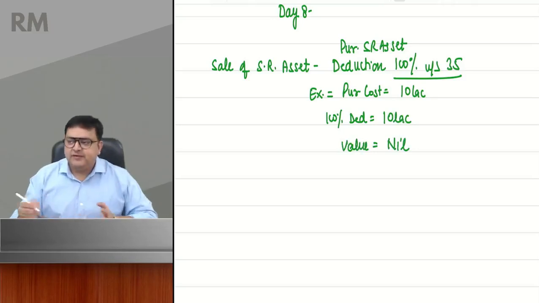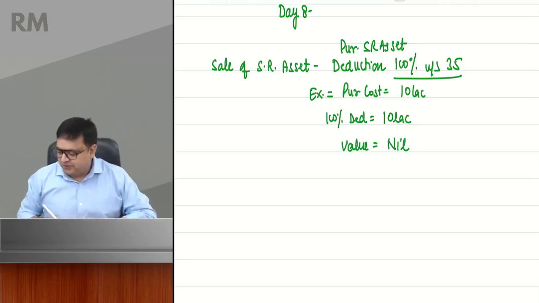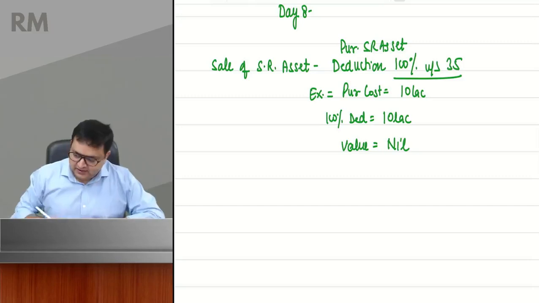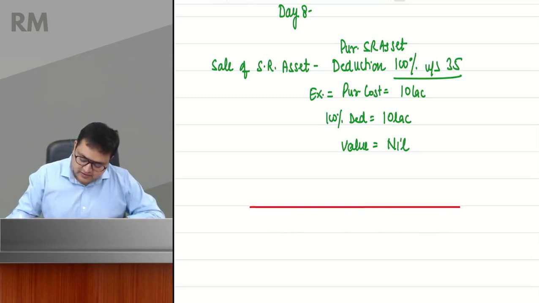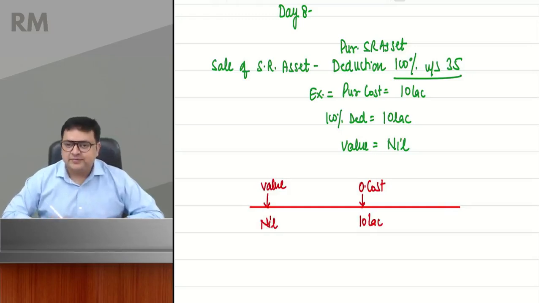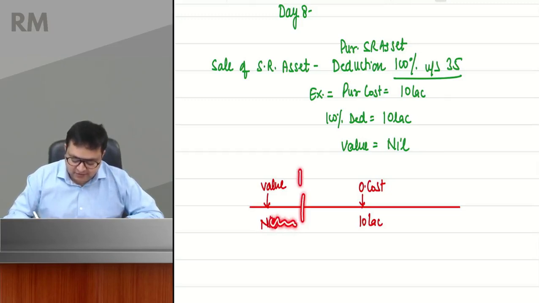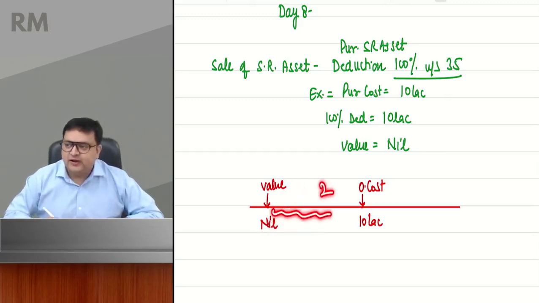Why? Because you have debited it entirely from your P&L account, so the value comes to 0. The original cost of this asset was 10 lakh, but its value today is nil. So whenever you sell it, obviously you will sell it at above zero price, so there is a profit. Let's say if you sell it for 1 lakh, there would be a profit of 1 lakh. You sell it for 2 lakh, there would be a profit of 2 lakh.